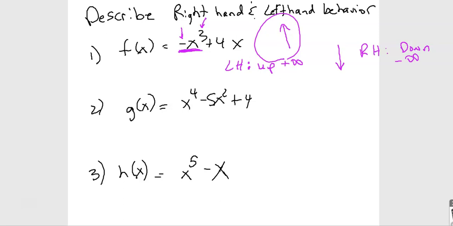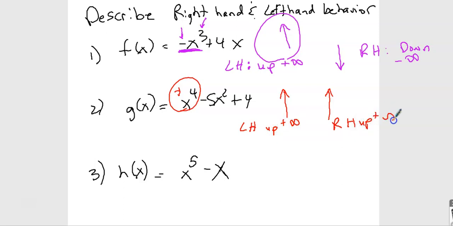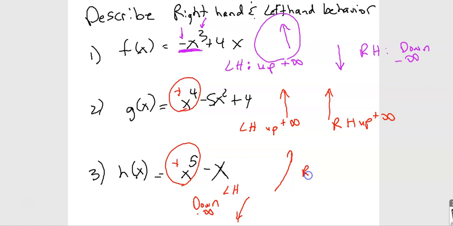The next one, again, I have a positive x to the 4th power. Well, positive x to the 4th means they're both going up. And if they're both going up, that means the left hand and the right hand are both going up towards positive infinity. This is a positive x to the 5th, so the end behavior will look like this. So the left hand will be going down towards negative infinity, and the right hand will be going up towards positive infinity.